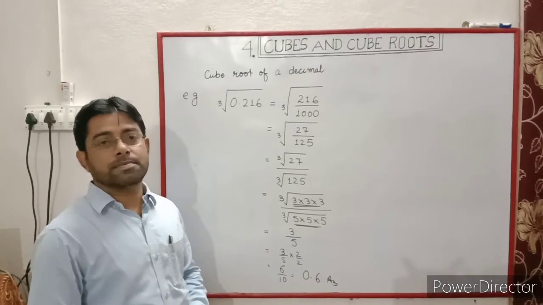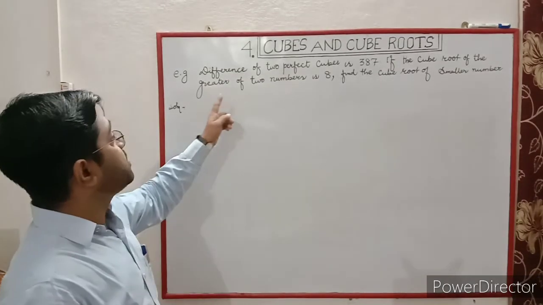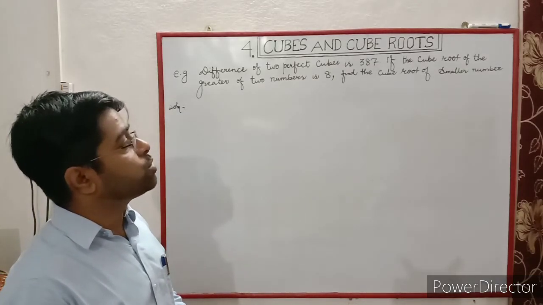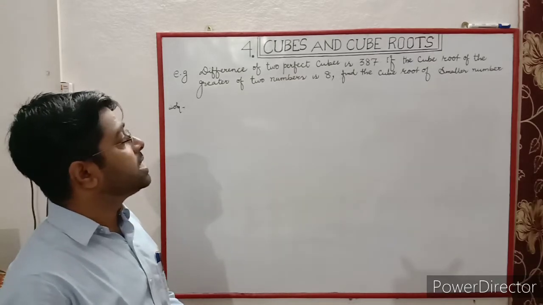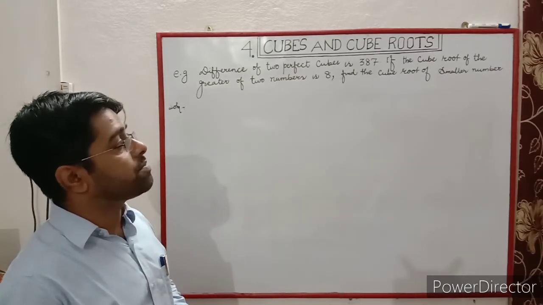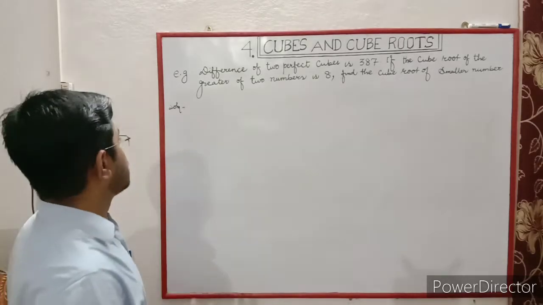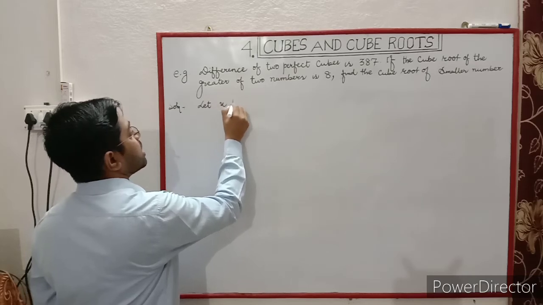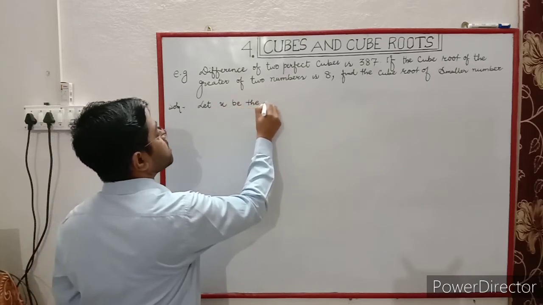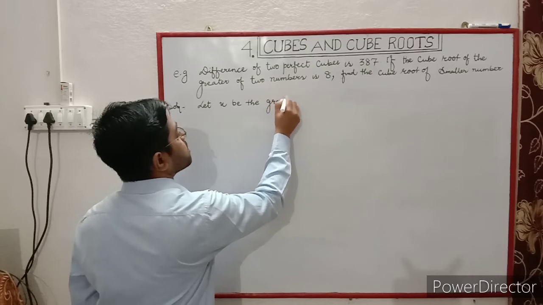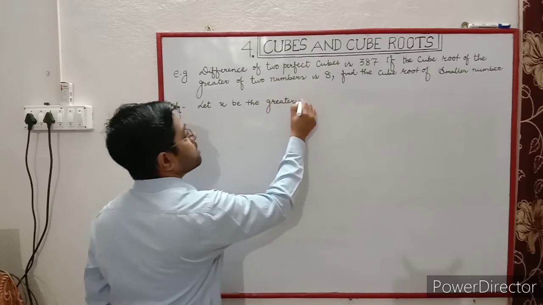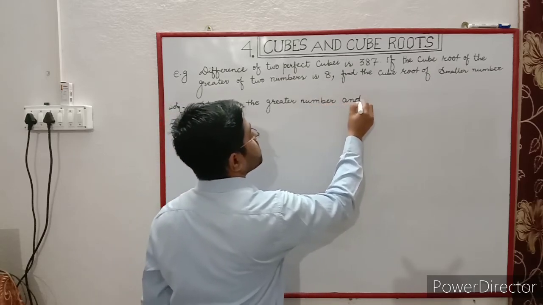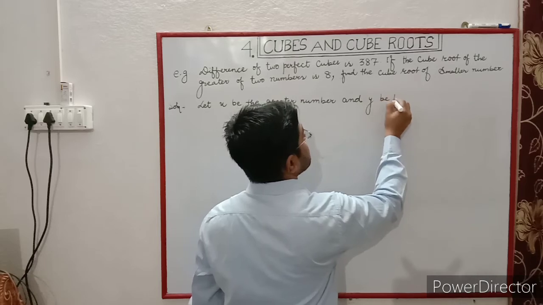That is answer. Let's see one more question. Difference of two perfect cubes is 387. If the cube root of the greater of two numbers is 8, find the cube root of the smaller number. Let's see. Solution. Let x be the greater number and y be the smaller number.